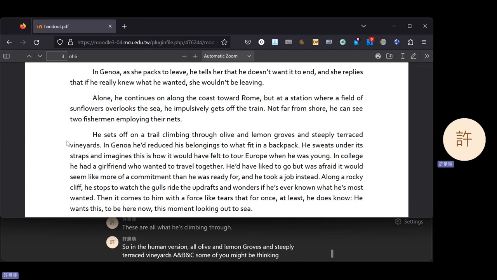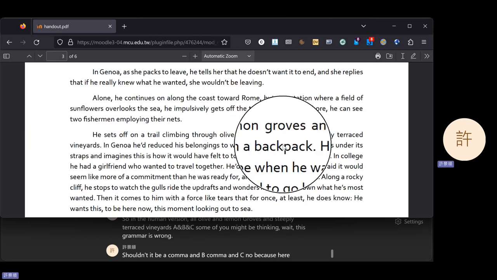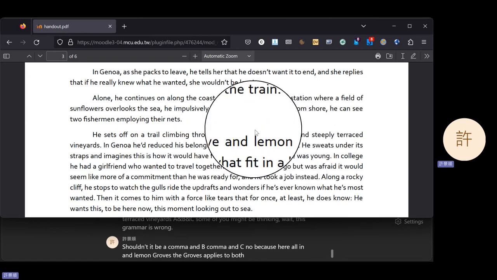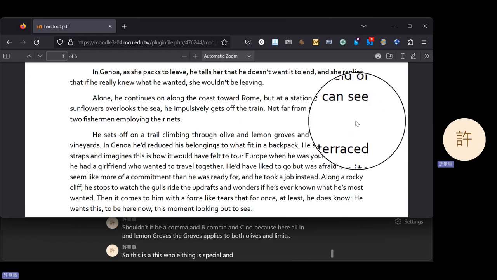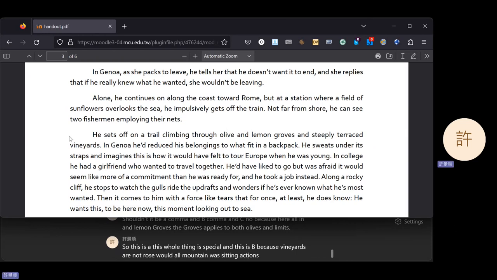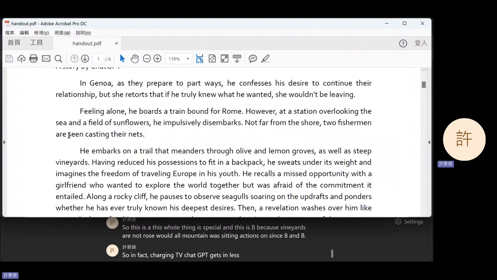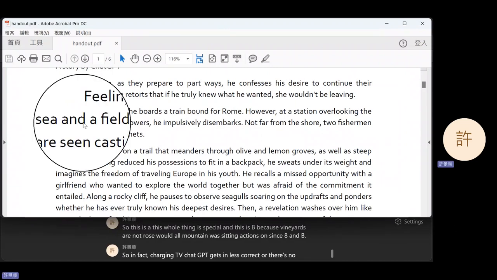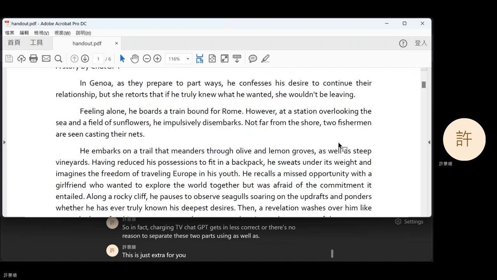Some of you might be thinking, wait, this grammar is wrong. Shouldn't it be A, comma, and B, comma, and C? No. Because here, olive and lemon groves, the groves applies to both olives and lemons. So this whole thing is A. And this is B, because vineyards are not groves. 葡萄蔓藤不是矮树丛. So it's A and B. So in fact, ChatGPT gets it less correct. There's no reason to separate these two parts using as well as. This is just extra. So the grammar is also not suitable to the situation.